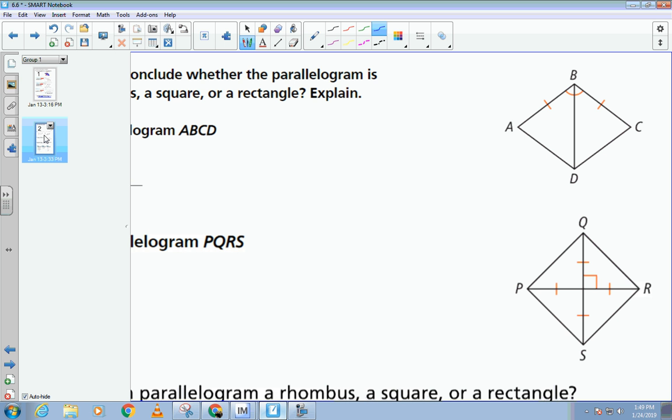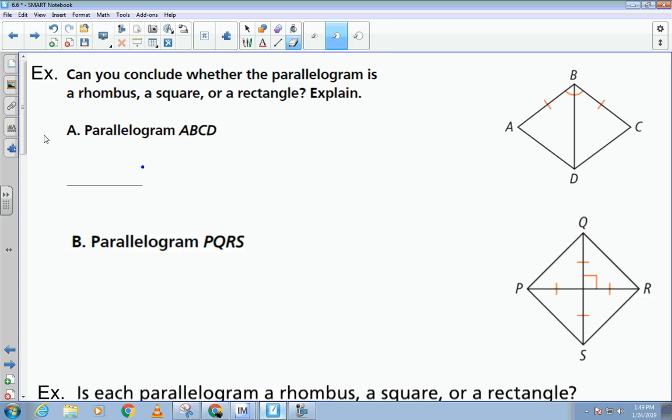Alright, so let's work a few problems here. If you conclude that the parallelogram is a rhombus, a square, or a rectangle, explain. So it tells us that ABCD is a parallelogram, right? So, what do you know?